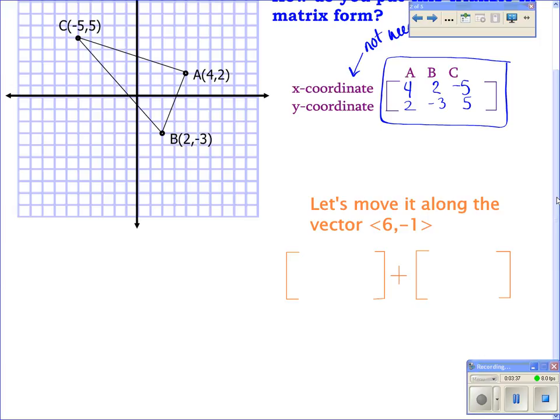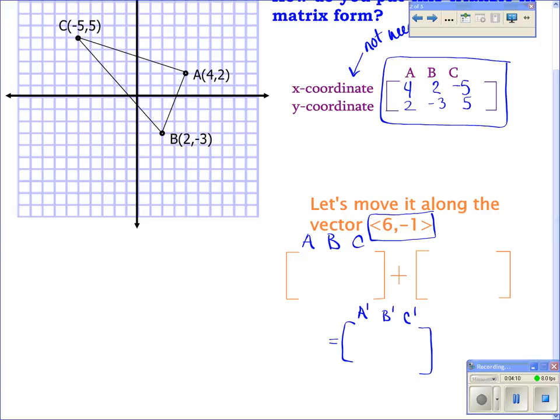So we're going to move this along the vector 6, negative 1. We're not going to graph it. They just want to know where the coordinates are going to end up. So what you're going to do is take your original, which is A, B, C, and add to it the vector, and it's going to end up as, how do we label things after we move them or do something to them? What did we learn last week? Yep, a little apostrophe after it. A prime, B prime, C prime.